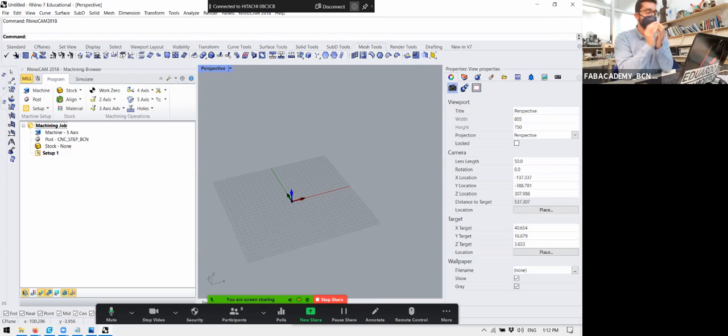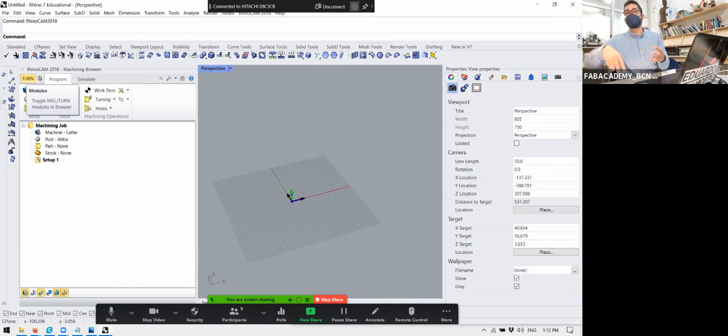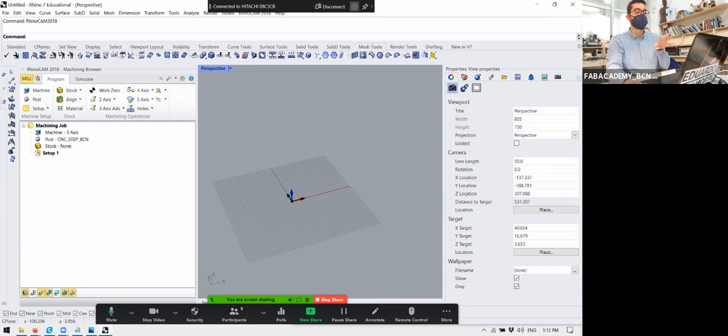Okay, so things to choose. First, we are in program. We have mill and turn. We are in milling. Turn is for the lathe machine; this software also runs for lathe machines. We just choose the machine. We want a 3-axis machine. Just these things you need to check that they are correctly set up.